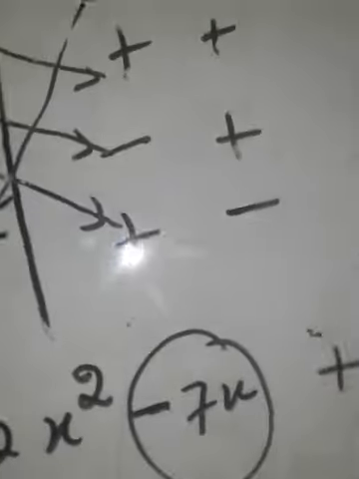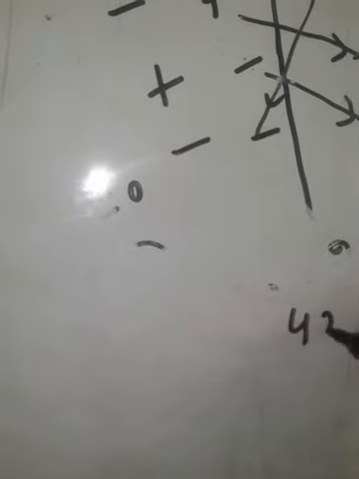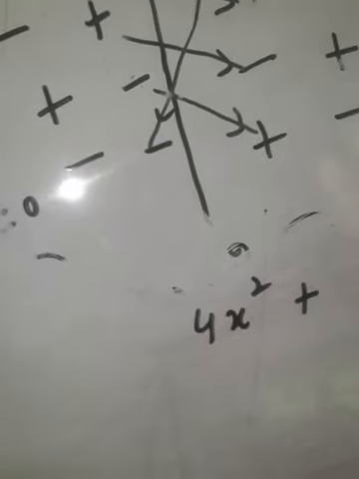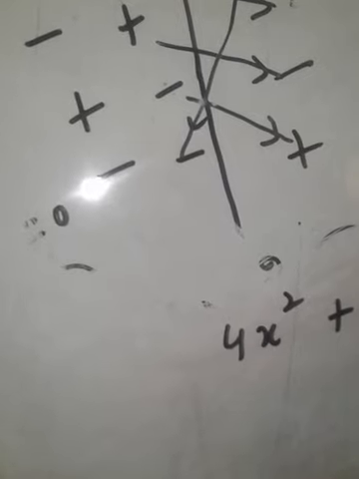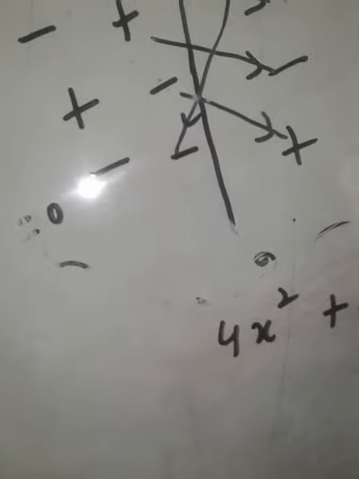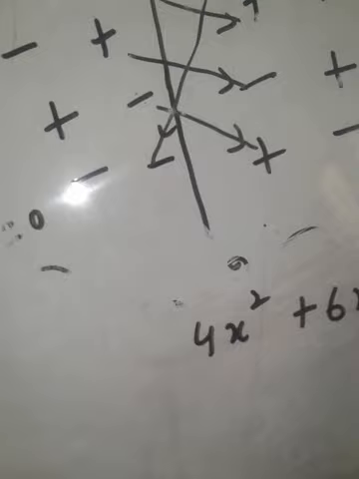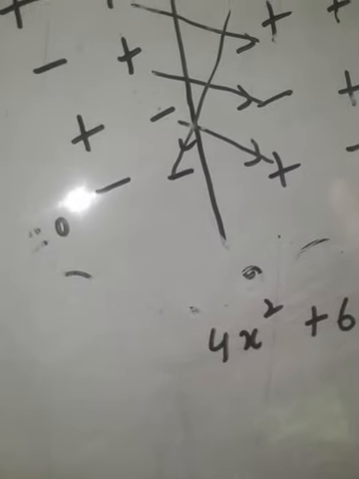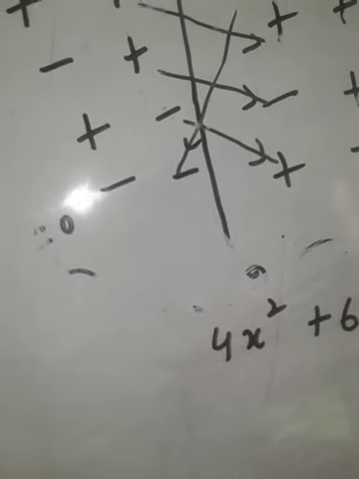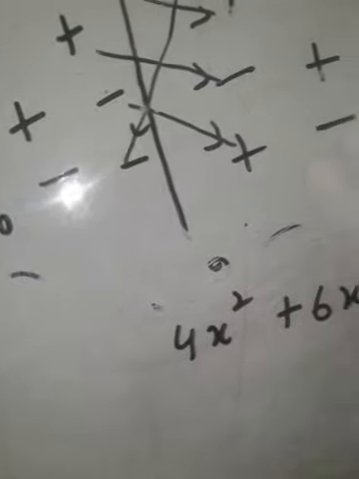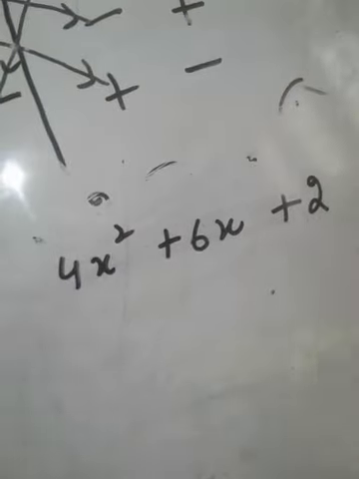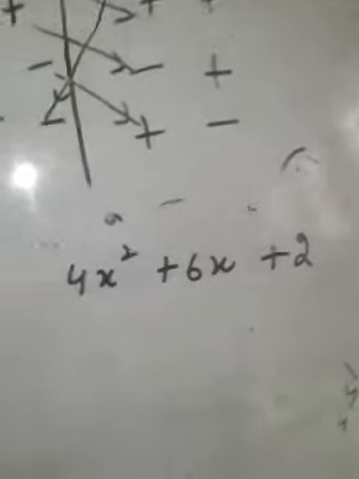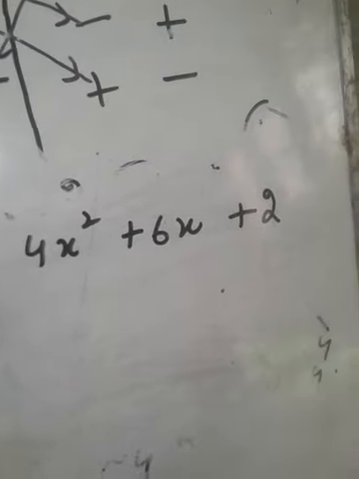Let us do one more example quickly. If we have 4x square plus 6x plus 2. Have a look. 4x square plus 6x plus 2.